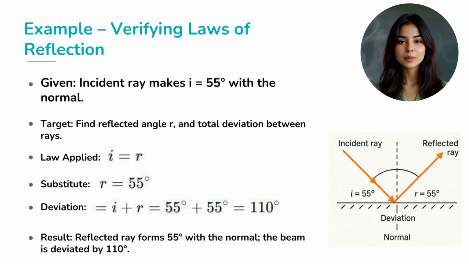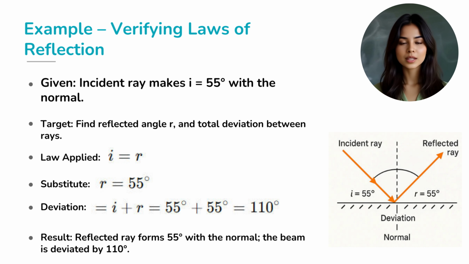Okay, let's flex our math muscles a bit with an example. Suppose a light ray strikes a mirror such that the angle of incidence is 55 degrees. Step 1. By the first law of reflection, the angle of reflection is equal to the angle of incidence. So R equals 55 degrees. Step 2. What's the angle between the incident ray and the reflected ray? That's simply I plus R. So, 55 plus 55, which equals 110 degrees.